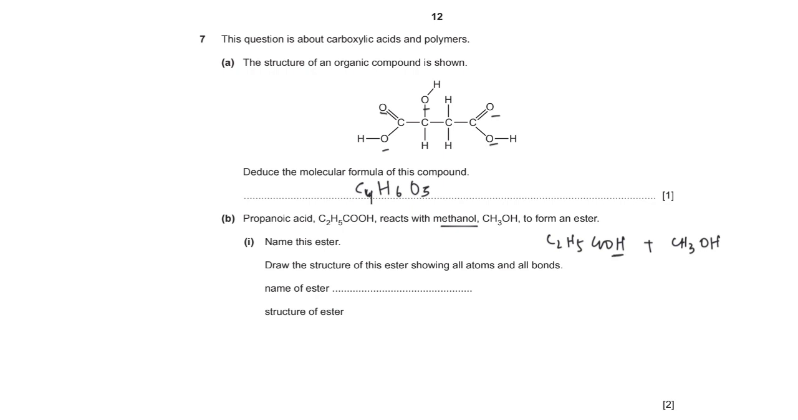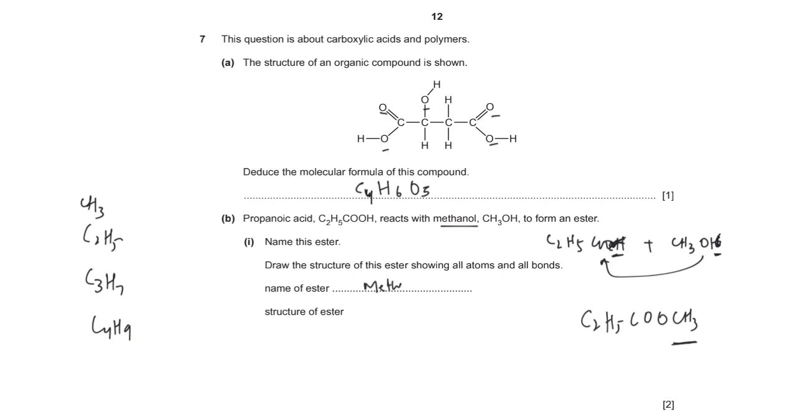So OH comes from here and H comes from here to form water. So this OH is gone and this H is gone, and this will attach on the acid side, the oxygen side first. CO, oxygen will come first and then CH3. So this is called methyl. You should know that CH3 is methyl, C2H5 is ethyl, C3H7 is propyl, and C4H9 is butyl. And this is methyl, so write methyl.